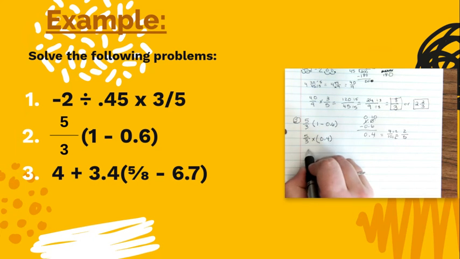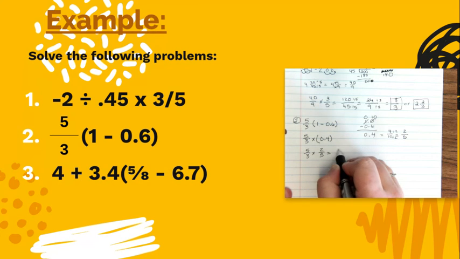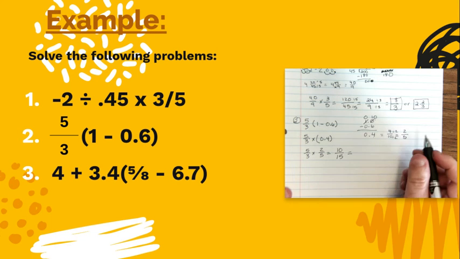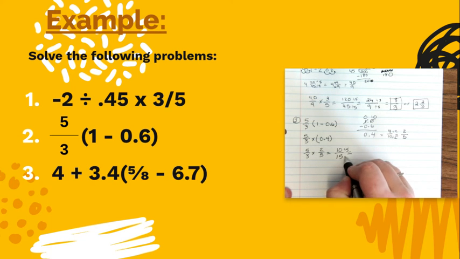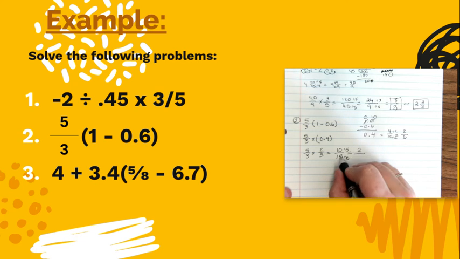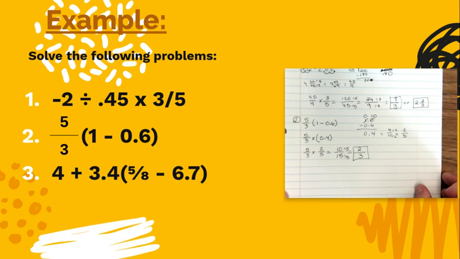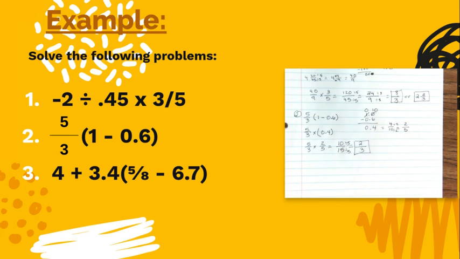Okay, so I get 5/3 times 2/5, and that is 10 over 15. 5 times 2 is 10, 3 times 5 is 15. And then I can reduce both of these by 5. 10 divided by 5 is 2, and 15 divided by 5 is 3. And my answer is 2/3. Okay, look at that. Take a minute, go over it, screenshot it, go rewind if you need to.